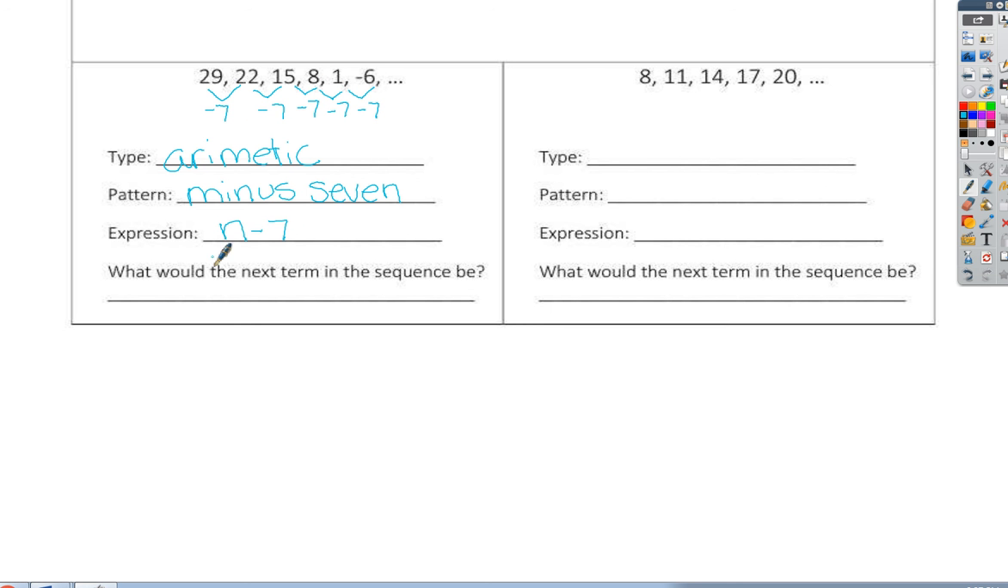So we now need to figure out what would be the next term in the sequence. What would come after negative 6? We would plug negative 6 in as our N. So negative 6 minus 7. Negative 6 minus 7 would be negative 13. So the next term that would be in our sequence would be negative 13.